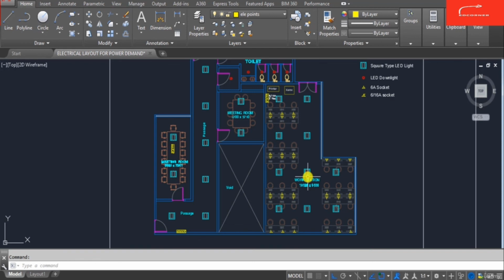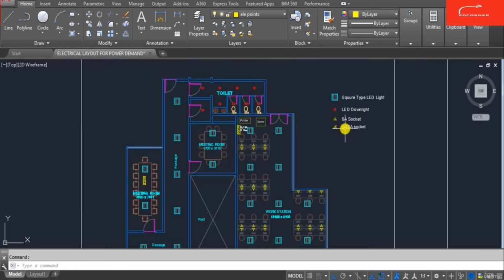Square type LED lights. The standard square type LED light wattage differs by manufacturer. Some manufacturers make 10 watts, somewhere we are choosing 20 watts, some we are choosing 30 watts. So multiple wattages are available.